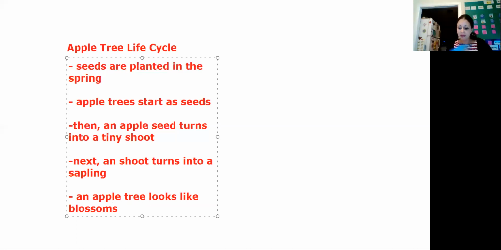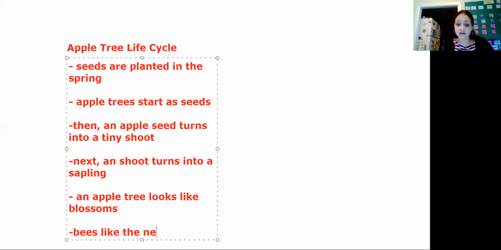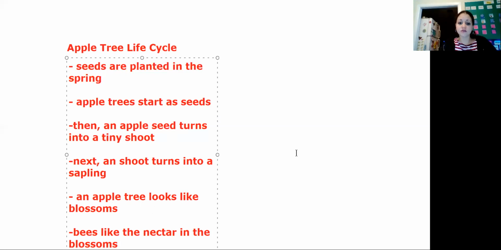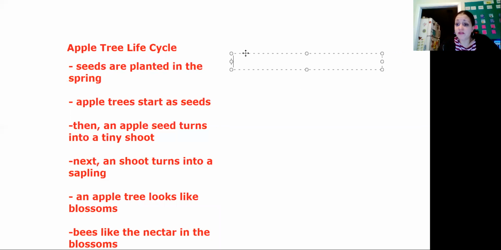All right, let me turn my page. I'm gonna give some nice details. Oh, wait a minute. So what insects like the blossoms? I'm gonna say bees like the nectar in the blossom. Okay, so see all this information that we're getting from this informational text is really helping us out to try and understand all the information that we can know about an apple tree.